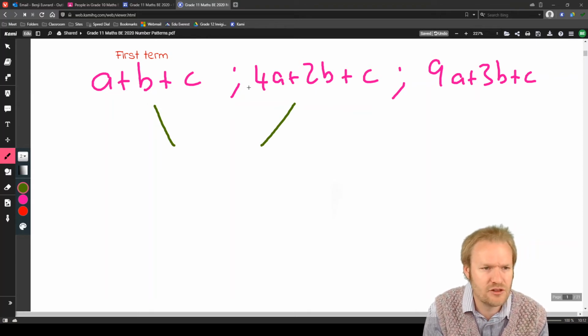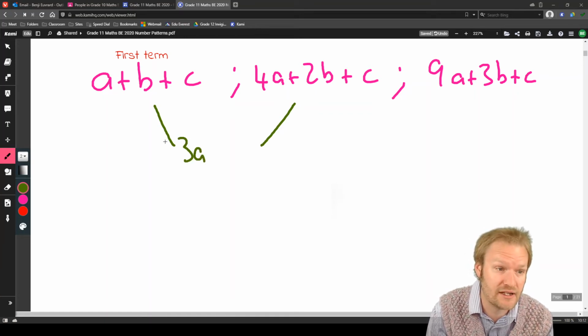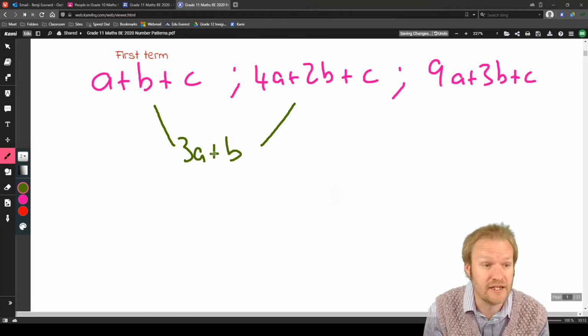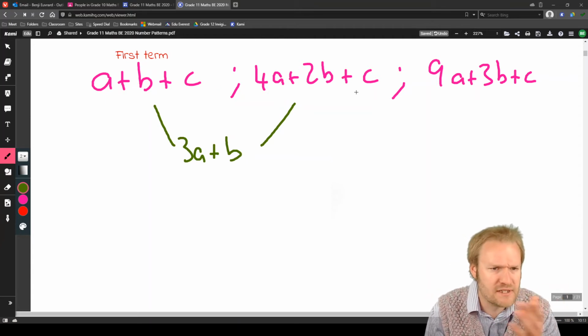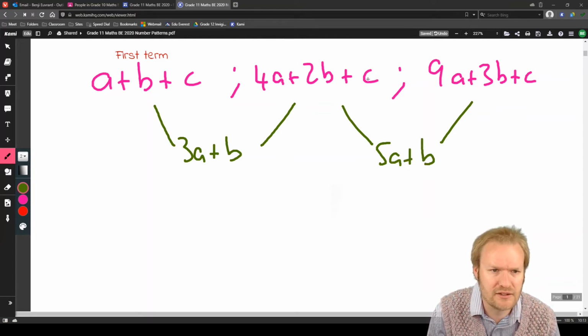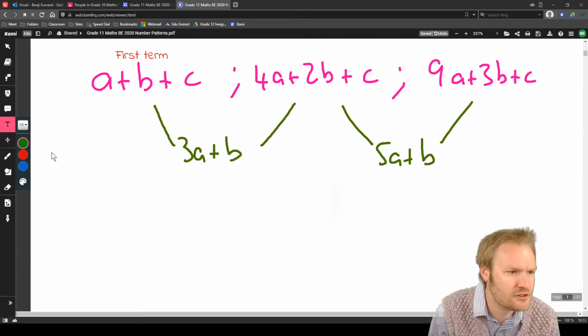Well, to get from a to 4a, we need to add 3a. In other words, 4a minus a is 3a. To get from b to 2b, we're going to need to add a b. So 2b minus b is b. To get from c to c, we don't have to add anything. So c minus c is 0. Let's now look at this difference. 4a to 9a, that's 5a. 2b to 3b, that's plus b. c to c, we don't have to add anything. So that's our first difference.